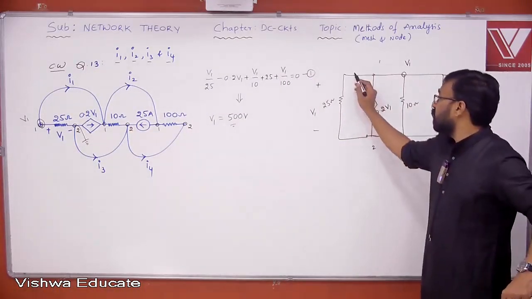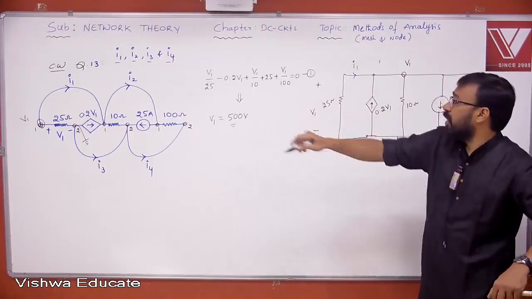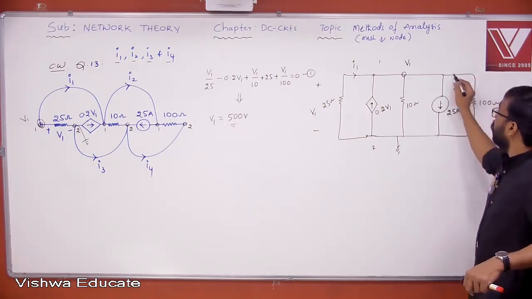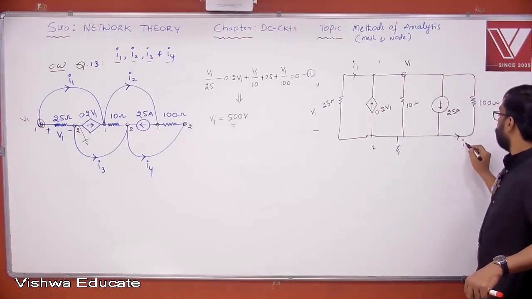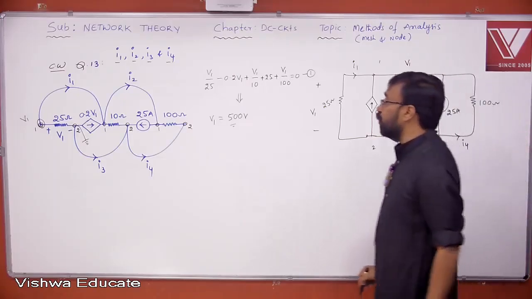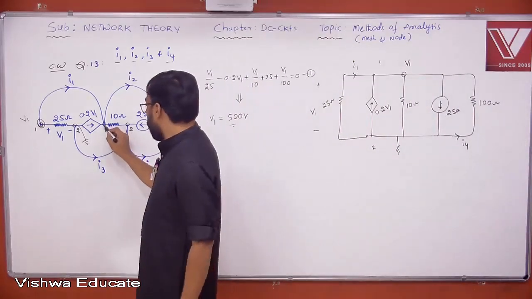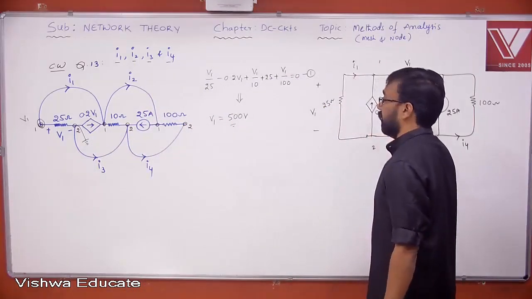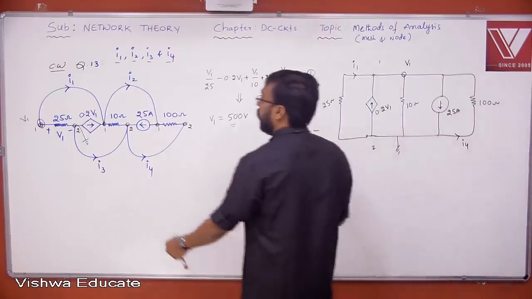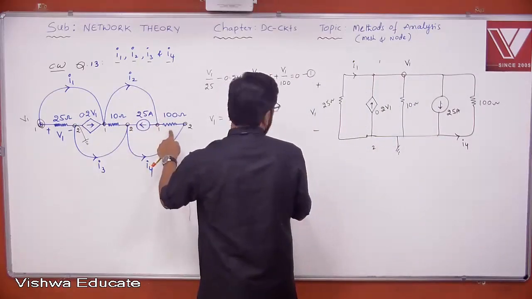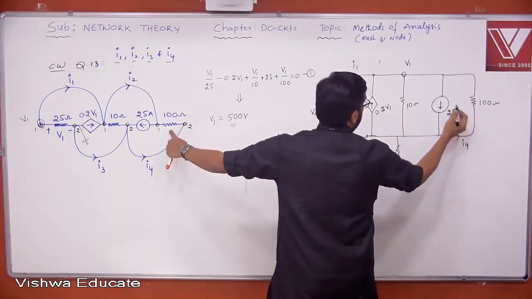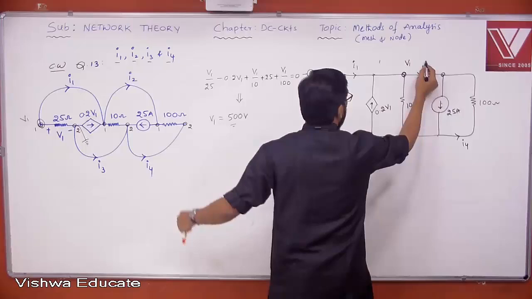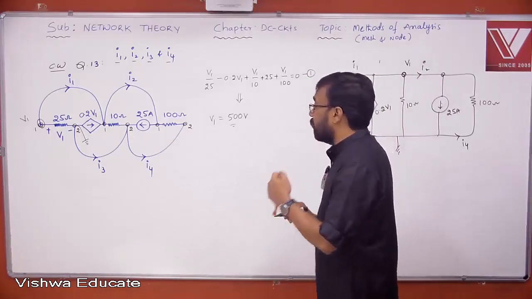What is I1 actually here? Look at this, the current flowing through 25 ohm. What is I4? I4 is here. In which direction is it flowing? Actually towards 1. This is I4. Understood all of you? What is I2? This is the point where 0.2 V1 and 10 are connected. And this is a point where 25 and 100 are connected. This is the point, this is the point. In between these, the current flowing here is I2. You understand? Now, I3.